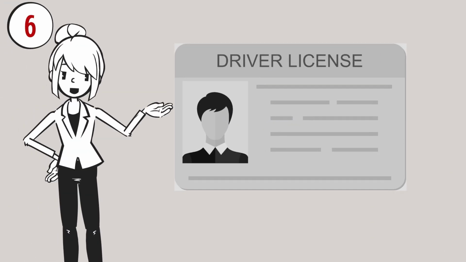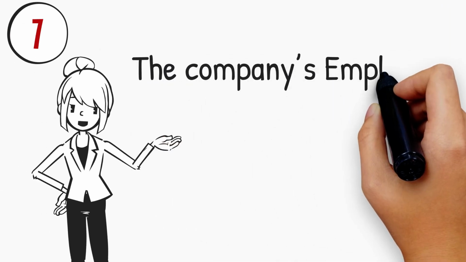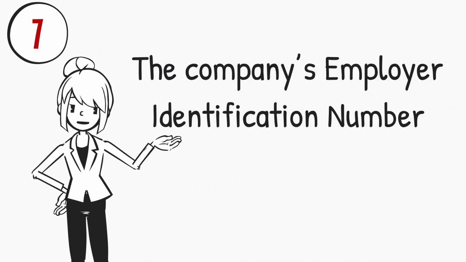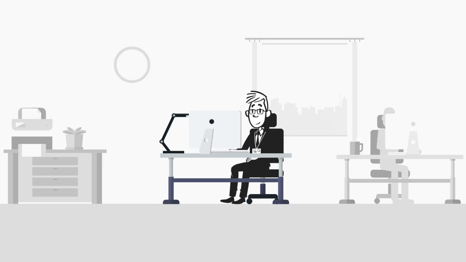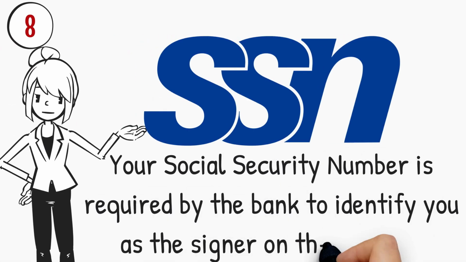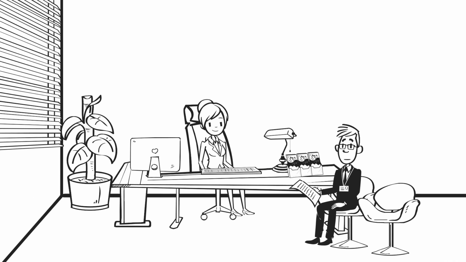6. Photo identification, such as a driver's license. 7. The company's employer identification number, EIN. You must obtain this from the IRS before applying for the bank account. If you're in a hurry, you may apply for the EIN online. 8. Your social security number is required by the bank to identify you as the signer on the account. Ask the bank representative to confirm the EIN of the company and your SSN to avoid confusion between these two identifiers.